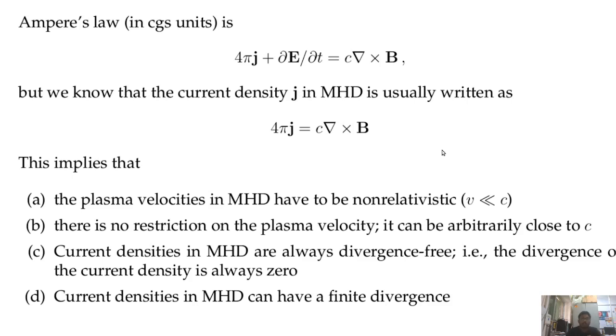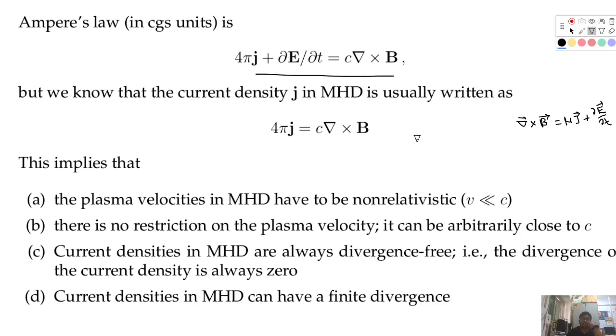So here's the question. You have Ampere's law in CGS units: 4 pi J plus del E del t equals c curl of B. If you remember Ampere's law in the magnetostatic case, it is just curl of B equals mu J. This is for the magnetostatic case, but when we consider electrodynamics, you will have another term, del E del t, and there might be another parameter like mu epsilon with it. If we consider that in CGS units, then the form is like this.